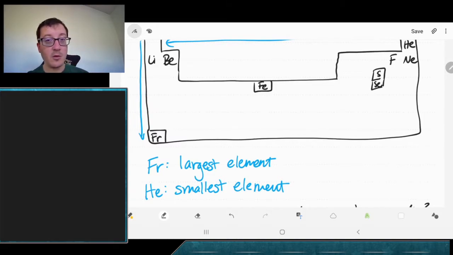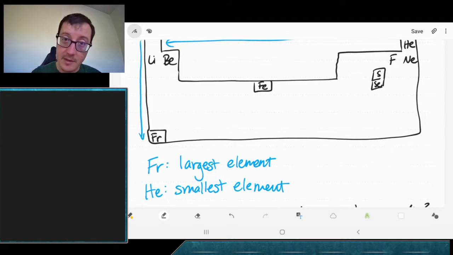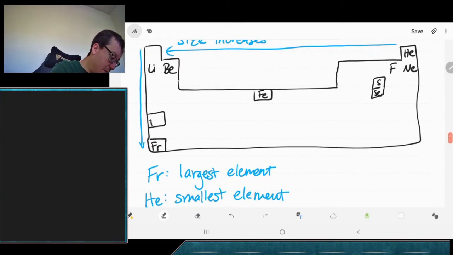So the more familiar you are with your periodic table, the better. But that's part of this. By looking these things up, you're going to become more familiar with it. And then rubidium is over here.